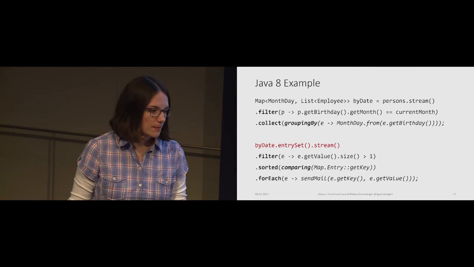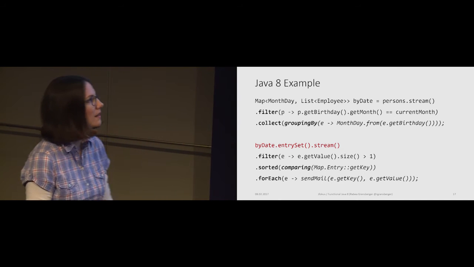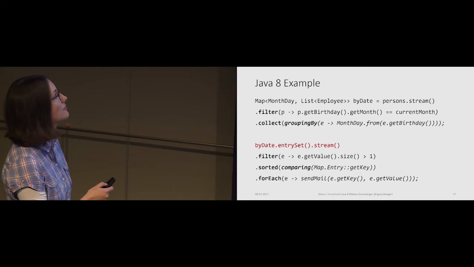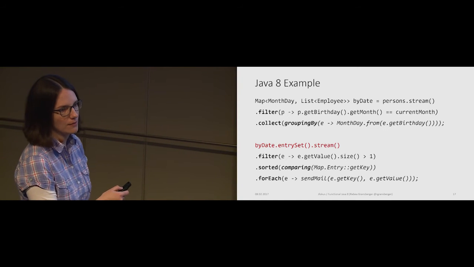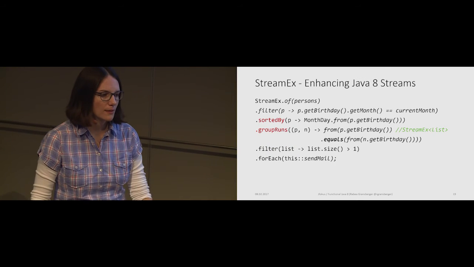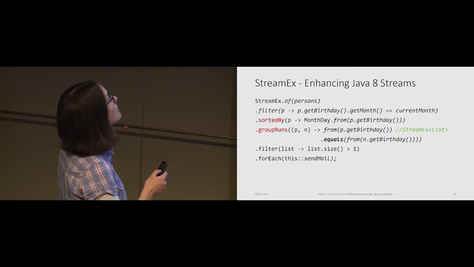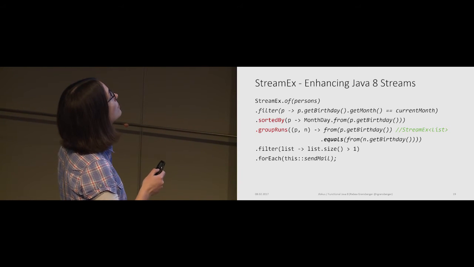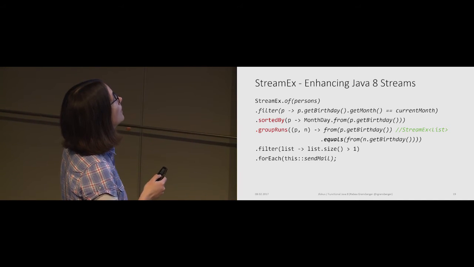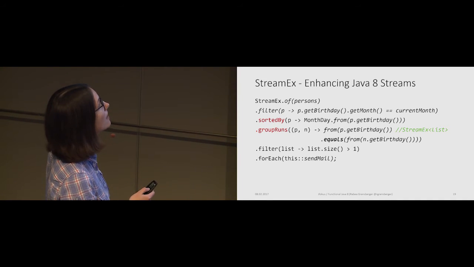And if we are looking back at our example, one of the points I didn't really like was that we have this by date entry set, so we have to start over again, right? We can't just continue with our processing. And here with StreamX, we are just constructing a StreamX of our persons, and then we do some filtering. Then we do some sorting first. So we're sorting by the month and day first.